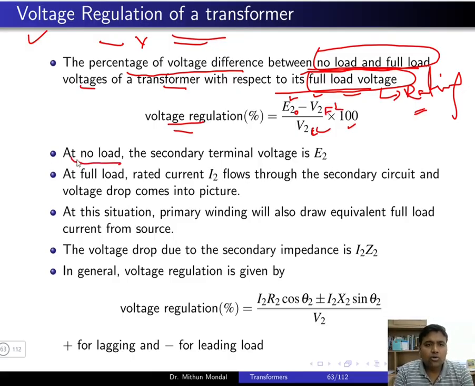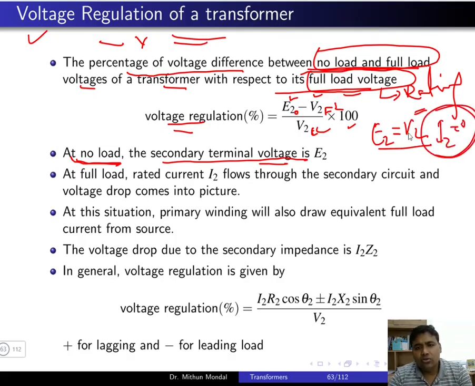So at no load condition, what is happening? At no load condition, the secondary terminal voltage will be E2. If you remember, at the no load condition, we have seen that E2 will be equal to V2 because I2 is 0. So E2 becomes equal to V2 because there will be no losses on the secondary side of the transformer.